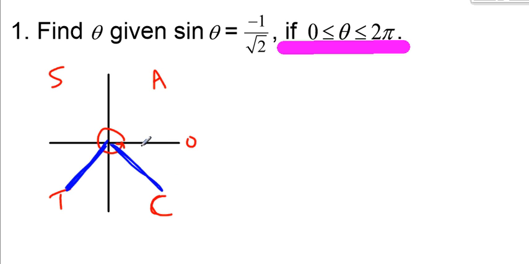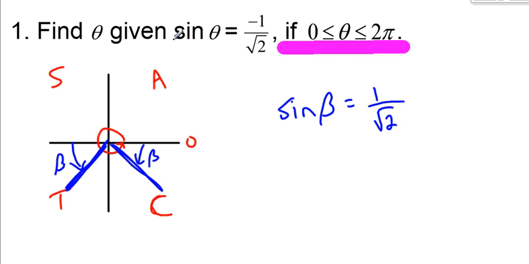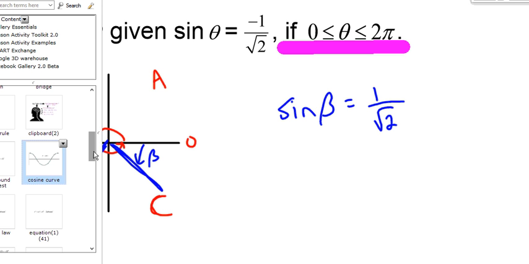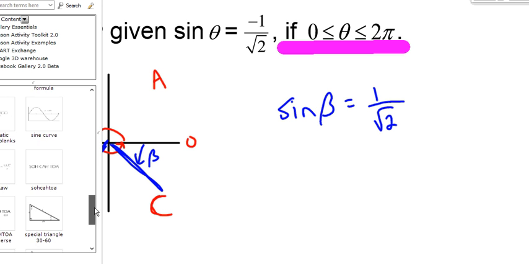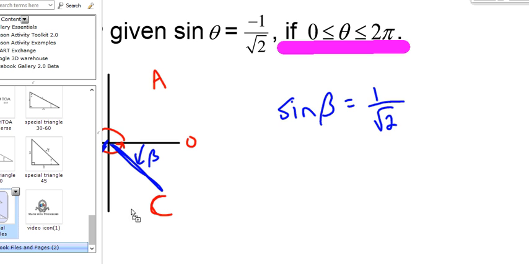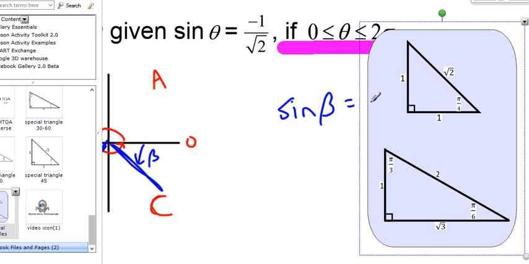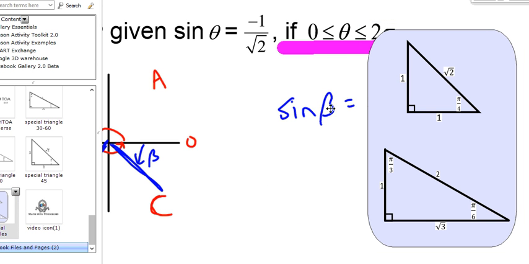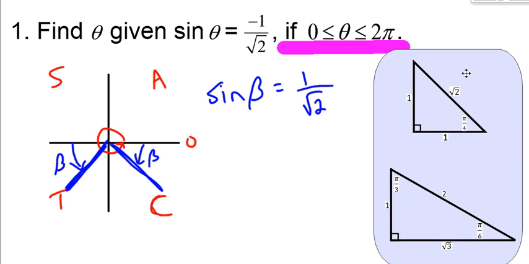The next thing I need to do is figure out what related acute angle results in a sine ratio of 1 over root 2. So what related acute angle gives me the sine ratio of 1 over root 2? This is why we have our special angles. So let me go grab our special angles so we can look at them. Here they are. So I put them in a package together because we need to know which one we're dealing with.